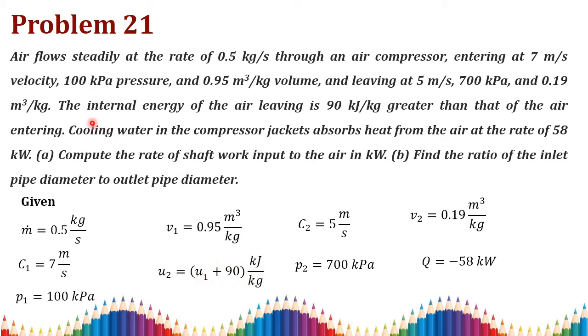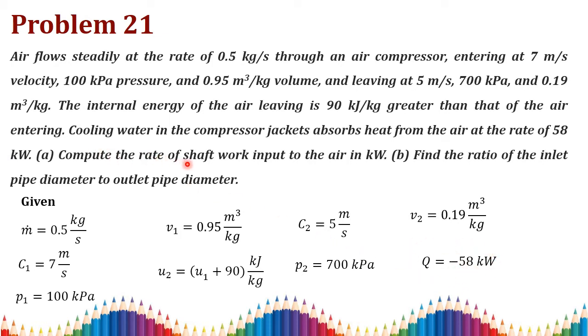Then the cooling water in the compressor jacket absorbs heat from the air. In the compressor we compress air, so due to compression heat is generated inside the compressor. That heat will be removed by the cooling water at a rate of 58 kilowatt. When heat flows out of the system to the surroundings, it is negative. So Q is equal to minus 58 kilowatt here.